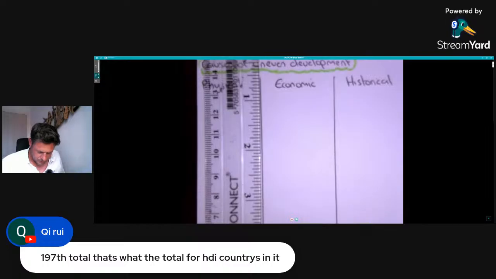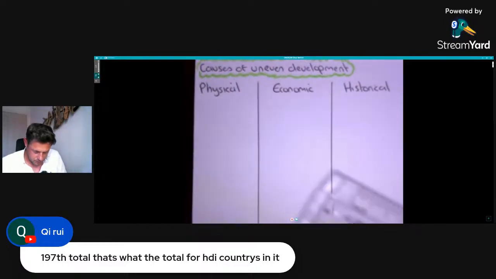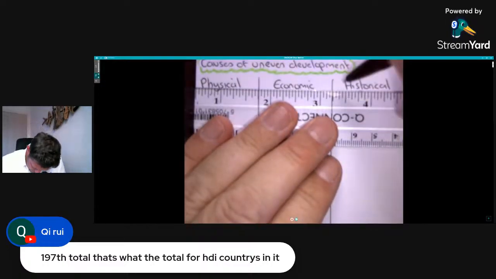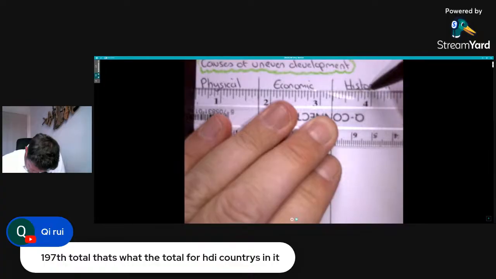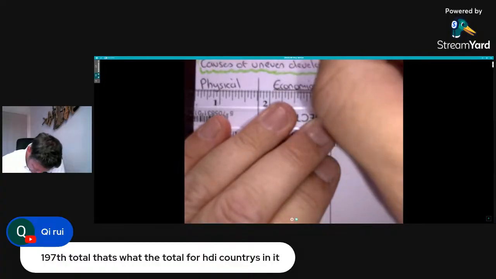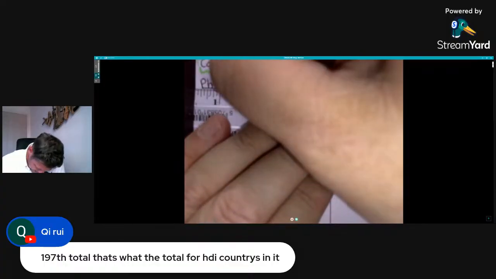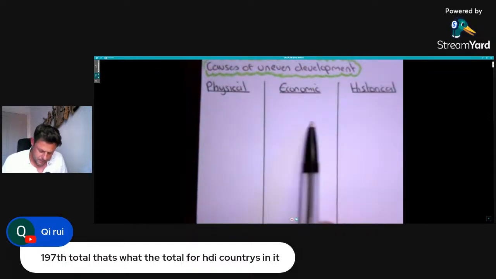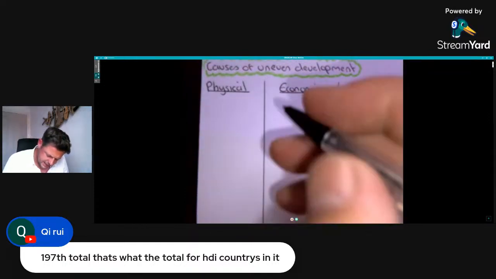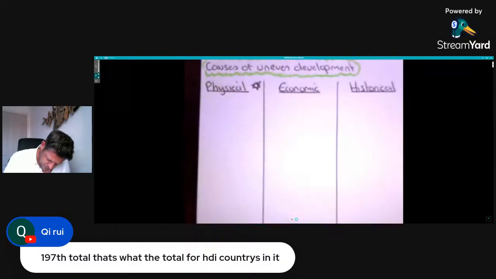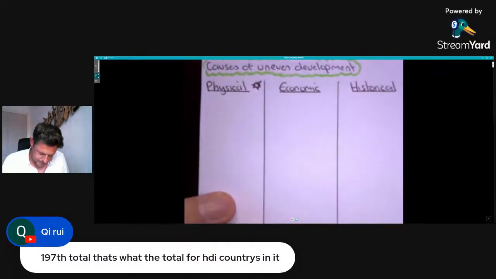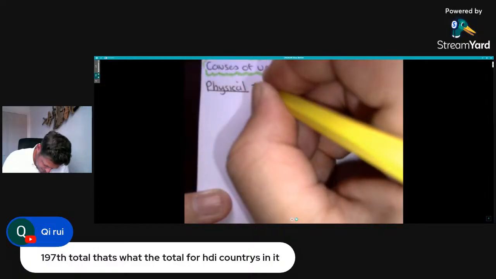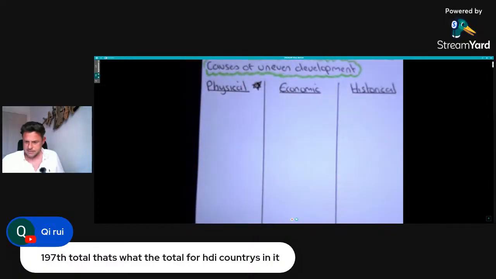So, causes of uneven development. We've got physical, economic, and historical reasons. Most of the time, they tend to ask you one category, but for this exam I can't decide which category they might ask because they've asked quite a few. I'm leaning towards physical because that's the one that's not been on for a while. So we'll see how we get on with that, but potentially physical factors might be the reason.